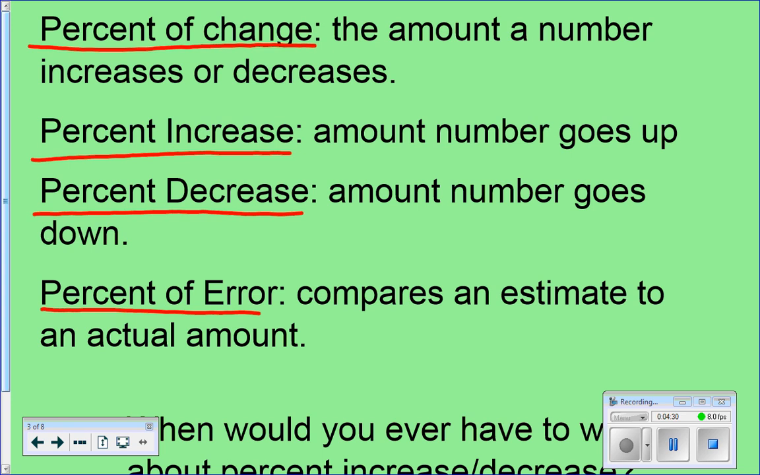Some of these are kind of self-explanatory. Increase, something goes up. Decrease, something goes down. Remember, you don't have to write them word for word.